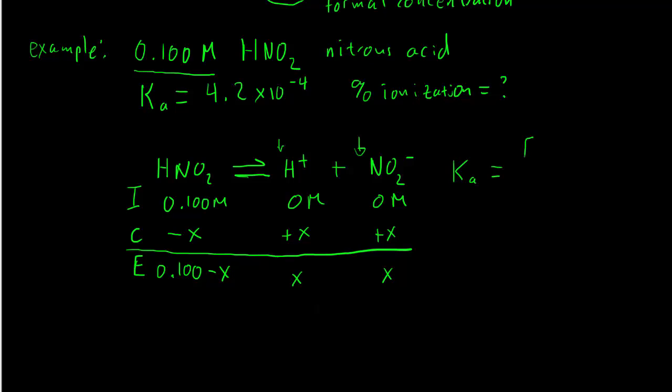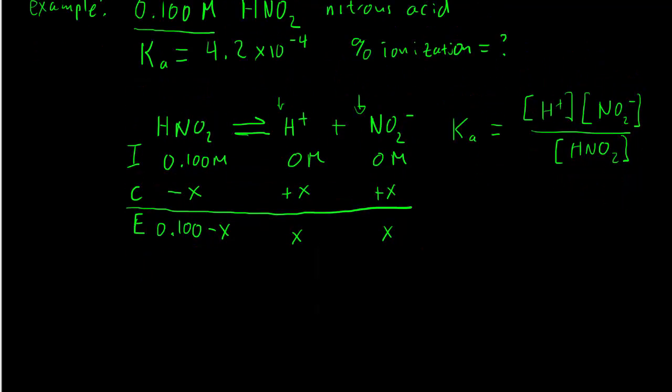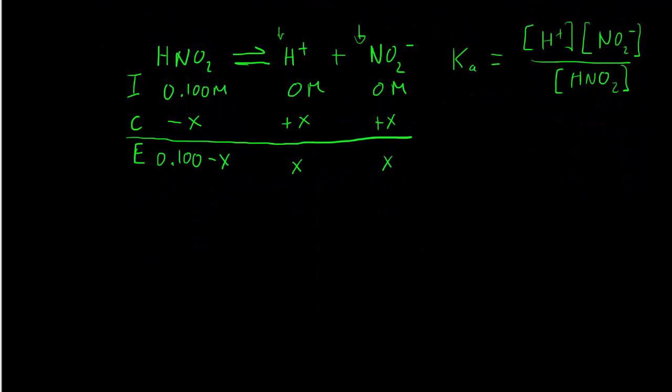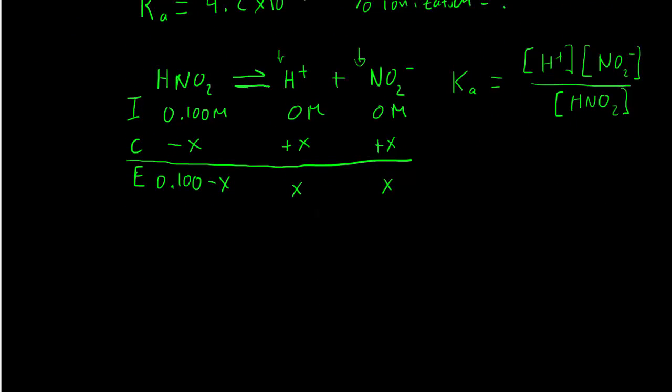So remember, Ka is products over reactants raised to the power of their stoichiometric coefficient. So H plus to the first power, NO2 minus to the first power, divided by HNO2. And these are all equilibrium concentrations. So I can't plug 0.1 in for this denominator here because that may not be the equilibrium concentration. But what I can do is substitute into this expression what I know each of these terms to be.